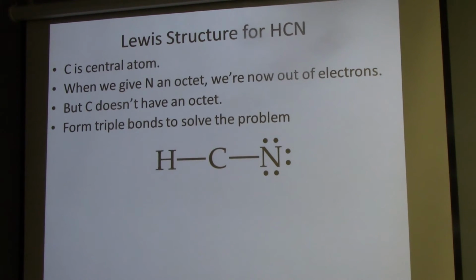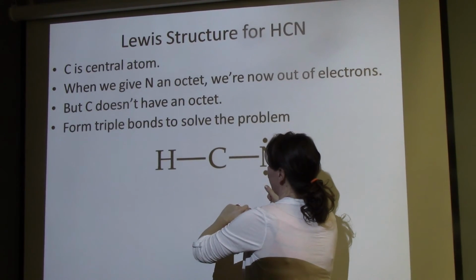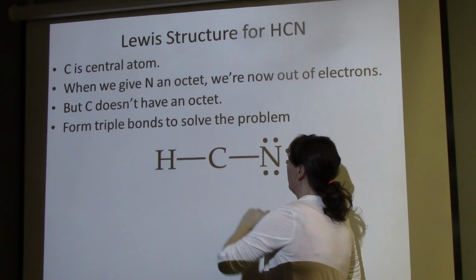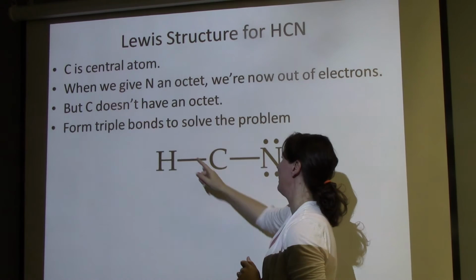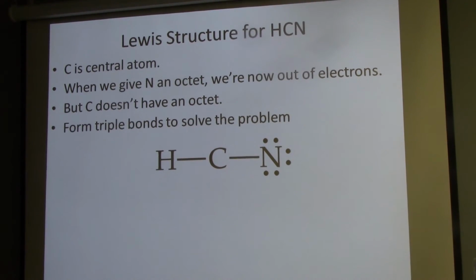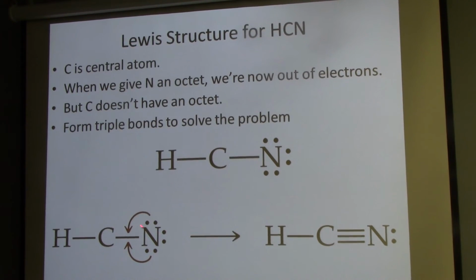We've got 10 valence electrons to work with. When we make our skeleton and give our outer atoms an octet, hydrogen's an exception. It doesn't need an octet, it just needs 2. 2, 4, 6, 8, 10. Okay, we're out of electrons. But carbon doesn't have an octet. So what we're going to do is take this pair of electrons and dump it right here, take this pair of electrons and put it right here, and form a triple bond.